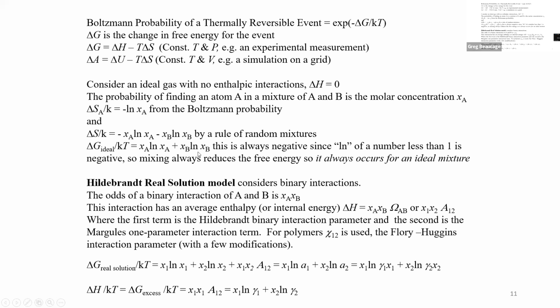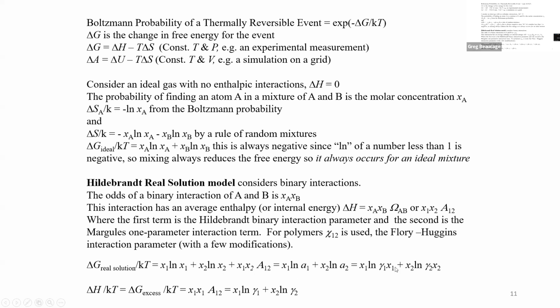It's the same expression that you had for the ideal, except you put the activity in here to account for these interactions. Right, and then the activity is really proportional to the composition. So it's like the interactions plus the composition give you the activity, right?